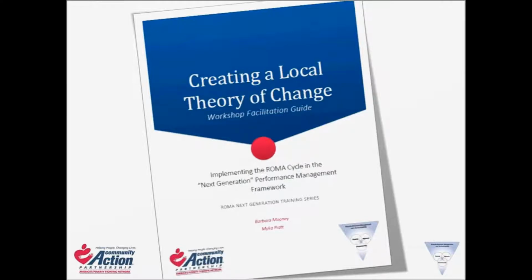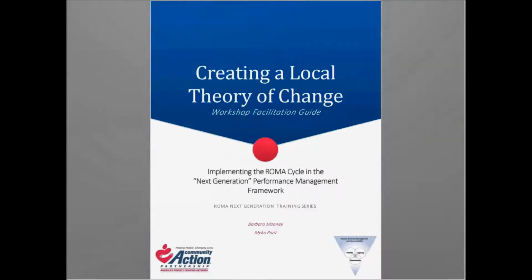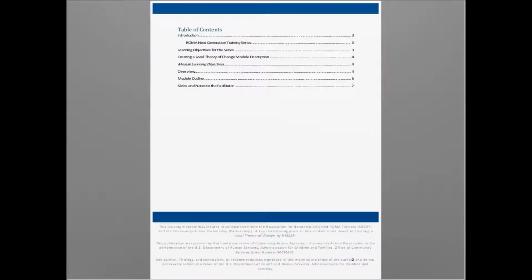It's the cover page. I'm going to pull it up to show you what this looks like as far as the organization of it. So you see the cover here. They're all branded the same so that you can easily identify them. Then as we open it up and go to the table of contents, we see that each of these facilitator guides has an introduction to the ROMA Next Generation Training Series. It goes over the learning objectives for the series, so that part is the same in each of the facilitation guides.